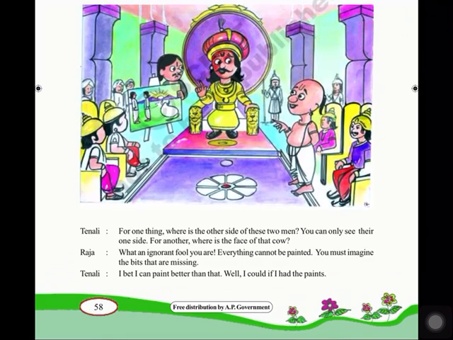Raja: What an ignorant fool you are. You are speaking in a foolish way. Everything cannot be painted. You have to feel that. You must imagine the bits that are missing.